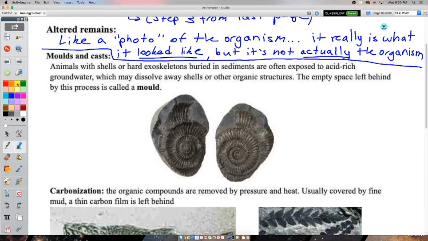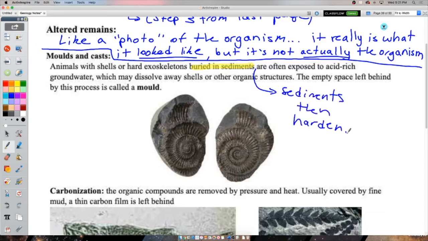So an animal with something hard, maybe it's its bones, maybe it's its shell or an exoskeleton, like if it's a bug, okay? It's buried in sediment, and then the sediment hardens. So this organism has died, it's been buried. There's steps 1 and 2. Step 3 is going to happen when those sediments harden around it, right? Like the newspaper and glue hardening around the balloon in paper mache. So they're buried in sediments. The sediments then harden.